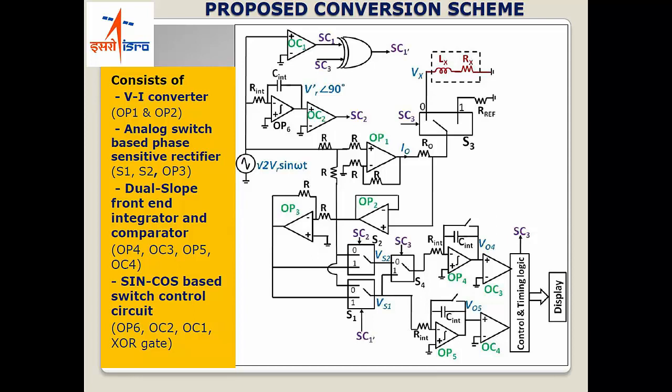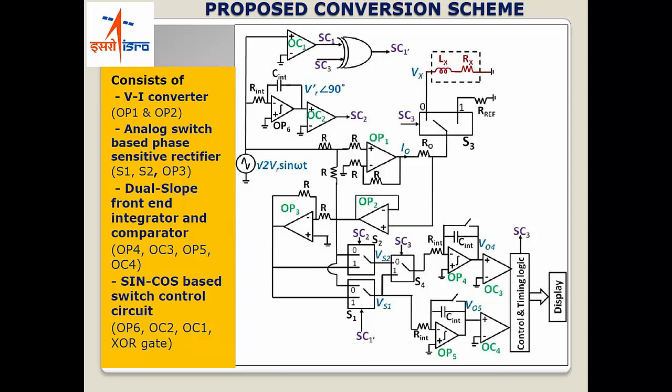So this is just a concept for measurement of both L and R using a sine wave. There's no need to get frightened by the circuit. It basically consists of a voltage to current converter, which is formed using these op amps OP1 and OP2. Then you have an analog switch based phase sensitive rectifier, based on the phase of the sine wave. You decide how these switches are to be operated, whether the sine component or the cos component should be taken into picture. That is formed using S1, S2 and this OP3 inverter.